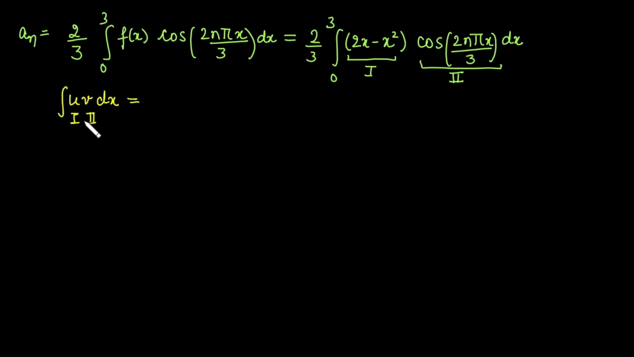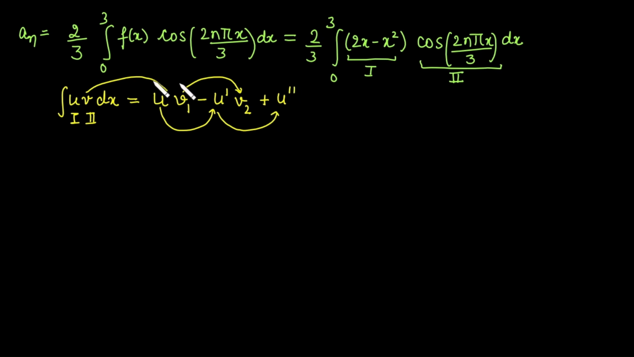In this case, the integration is evaluated as the first function as it is, times the integration of the second function, suppose it is v1, then minus the derivative of the first function, times the integration of this v1, suppose that is v2, plus the second order derivative of the first function. Again take the integration of v2, suppose it is v3, minus the third order derivative of the first function. Then again take the integration of v3, suppose it is v4. Repeat this process until we get the derivative as 0.